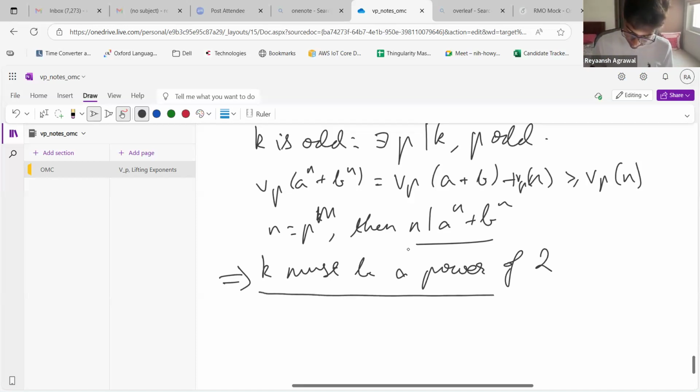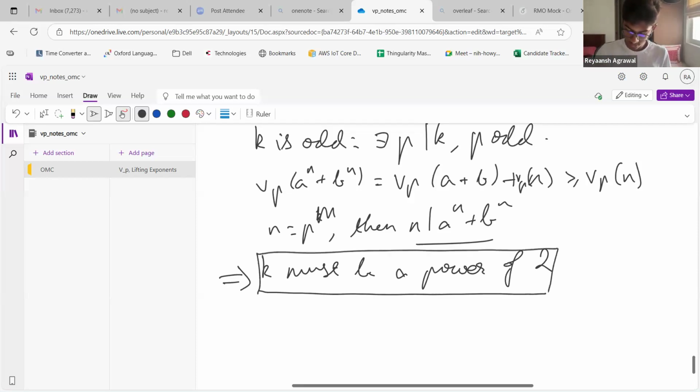Since the class time is getting over, I will put this case in your P set. But I will give you a hint that all powers of 2 work. Another hint I can give is that you can try and use orders to prove it. There's no Vp used in this. You can try and use orders to prove this.